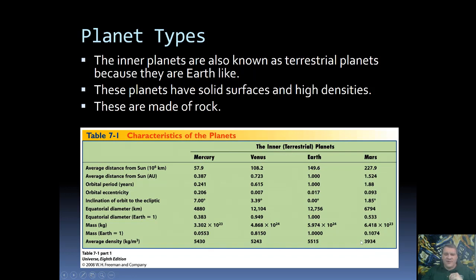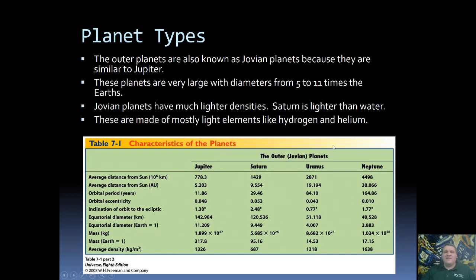But all of these relatively high densities mean that they have to be made of rock and metal. So they are terrestrial in that they're made of the same things as the Earth. The outer planets are also known as Jovian. Jovian means Jupiter-like. So we have the terrestrial planets, the ones that are Earth-like, and then we've got the Jovian planets, the ones that are Jupiter-like.